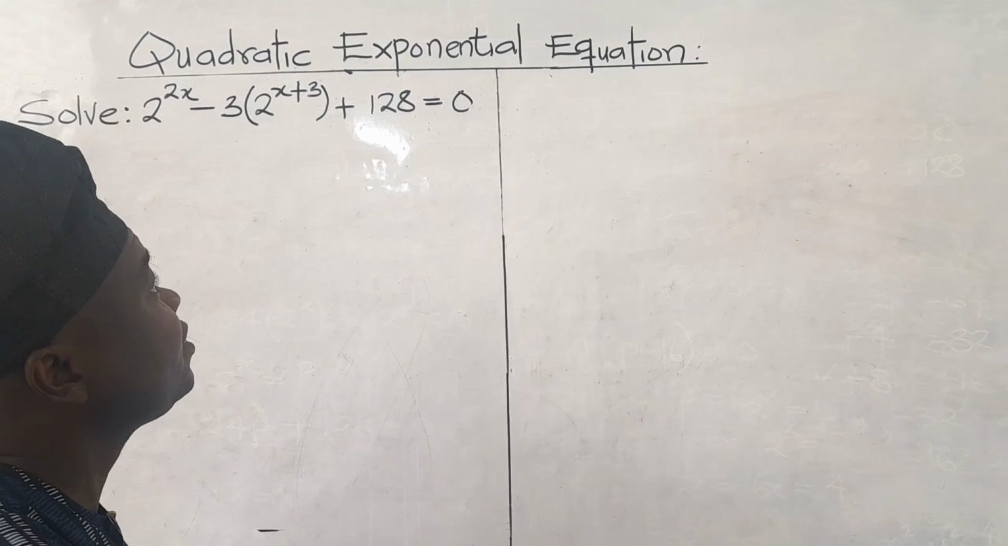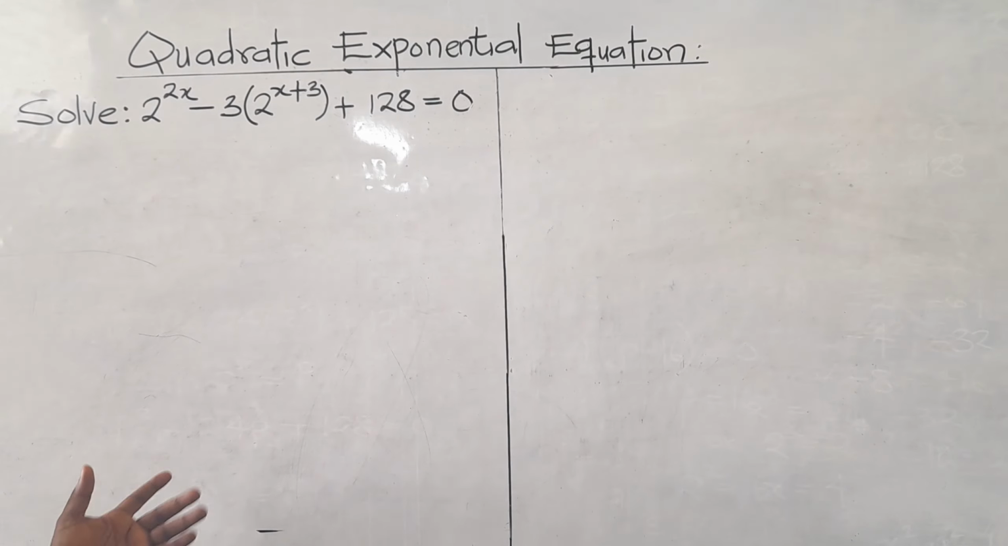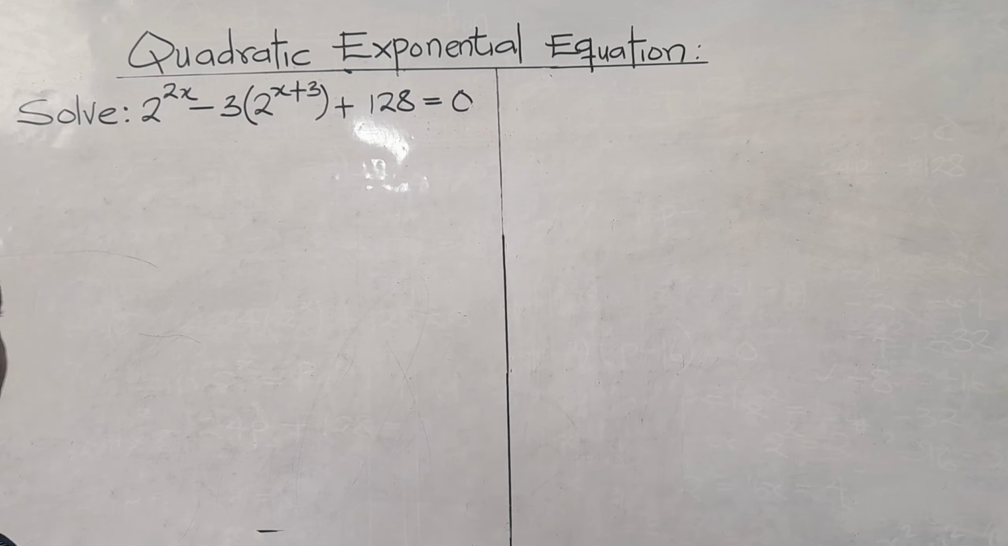Before us, you have quadratic exponential equations. Now, the question says solve 2 to the power 2x minus 3 bracket 2 to the power x plus 3 plus 128 equal to 0. How do we solve this?